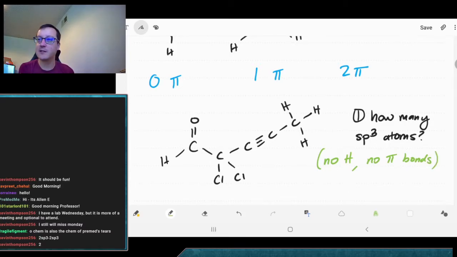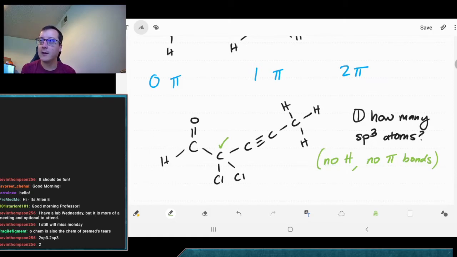All right, so Kevin says 2. Let's see if he's right. If we just go from left to right on this, we're going to see that we have hydrogen, so skip it. We have carbon with a double bond. We have oxygen with a double bond. We have carbon with 4 single bonds, so that'll qualify.